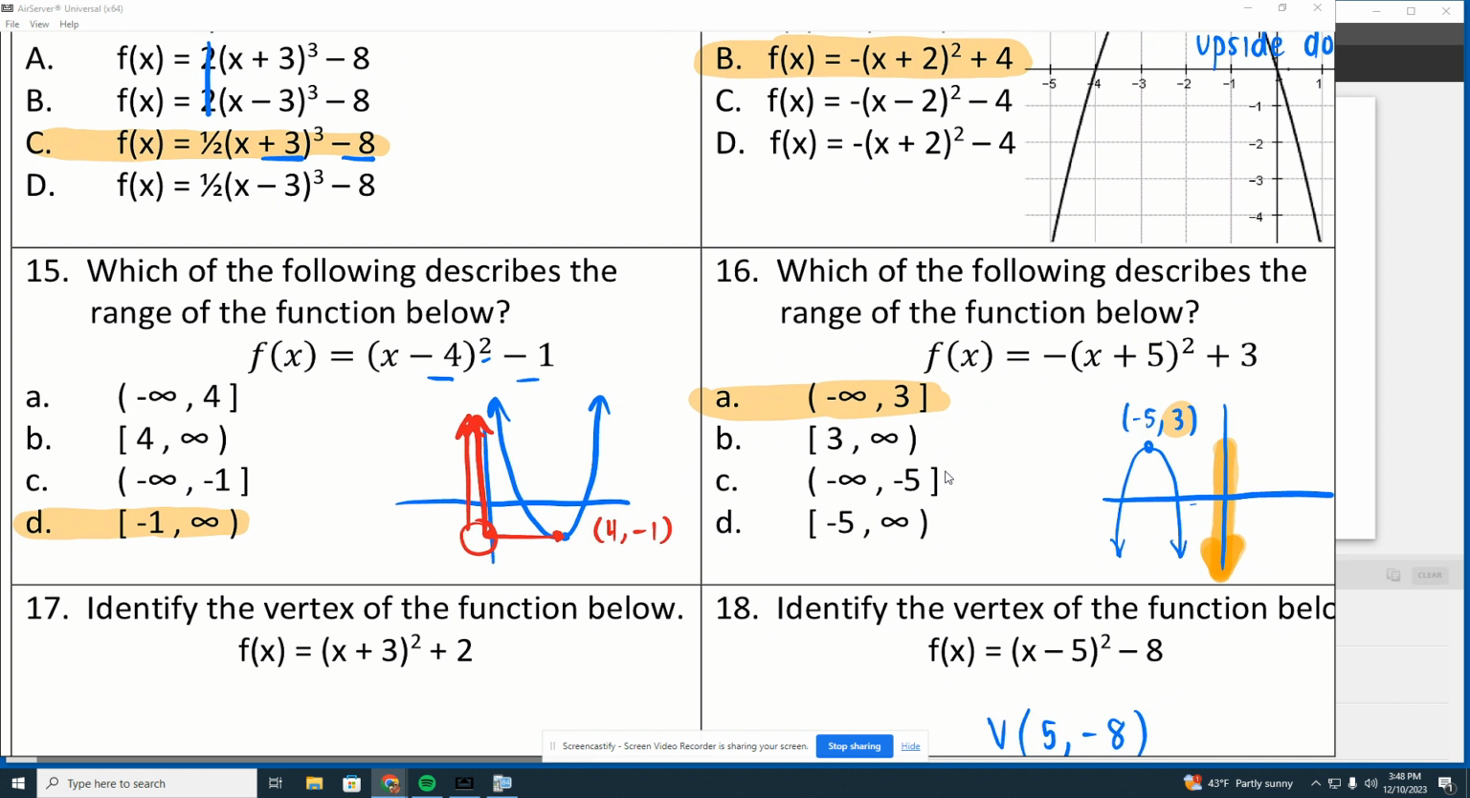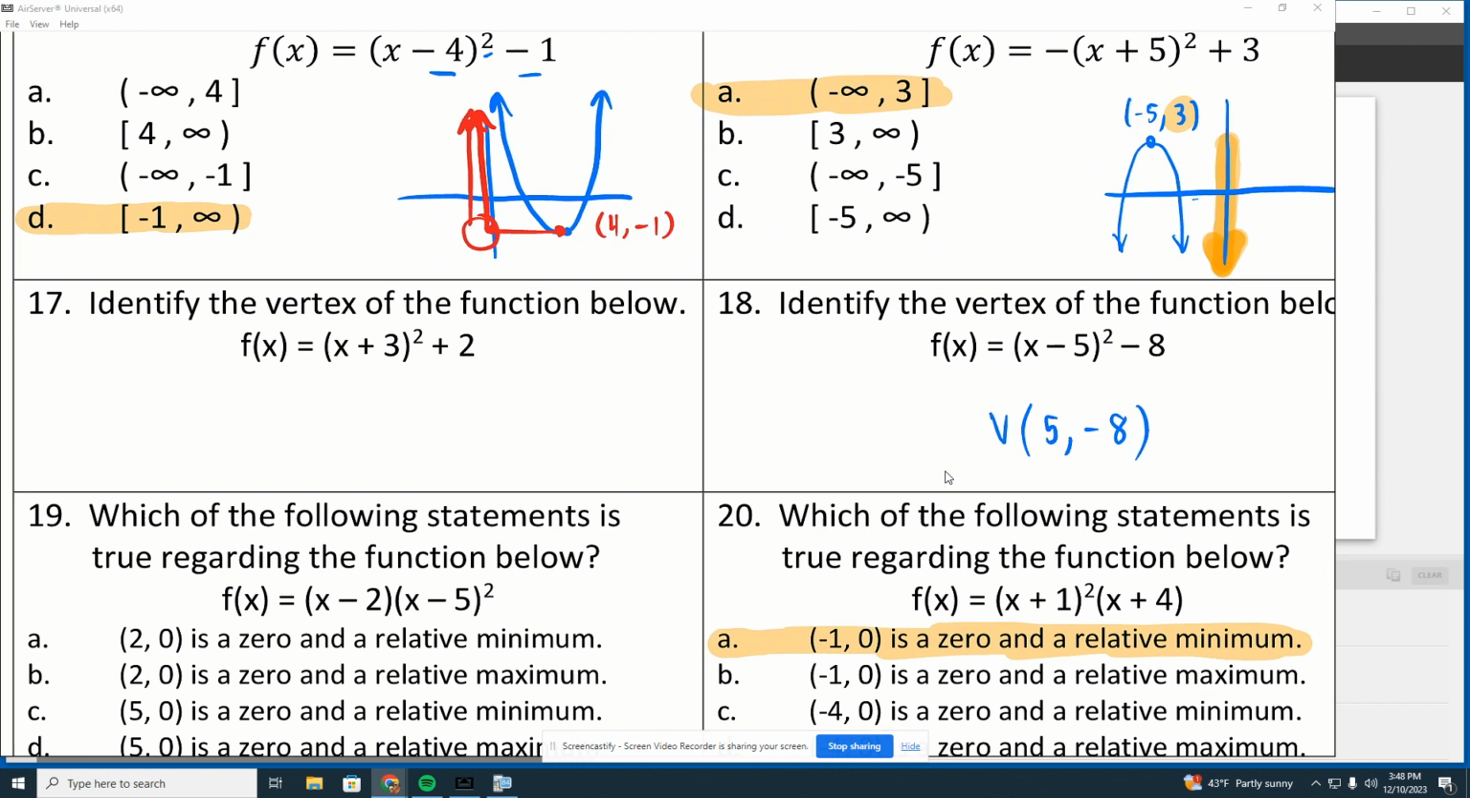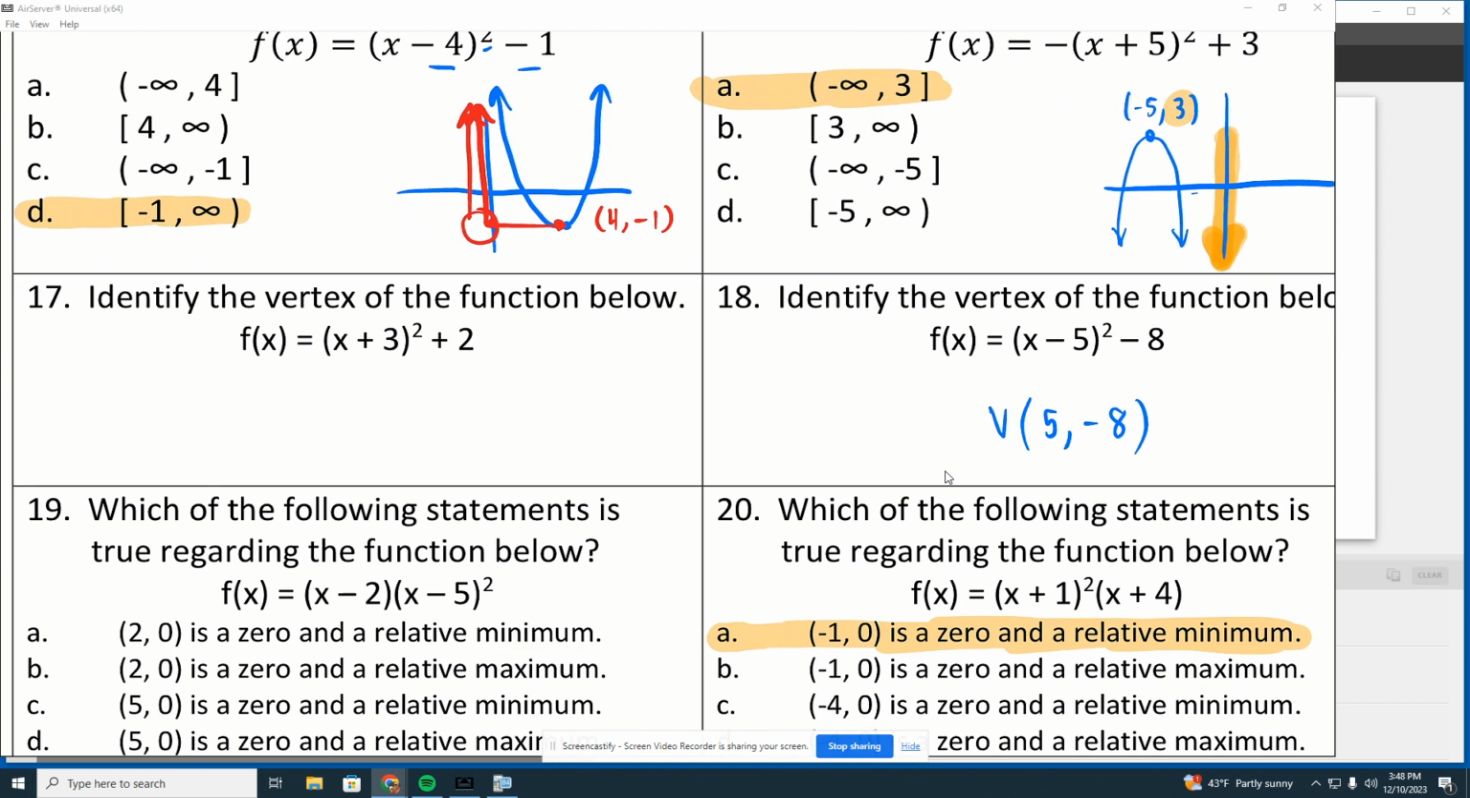Again, pause it if you need to, but I'm going to keep moving. Okay, remember vertex is your H and your K. So my H here is found right there. Remember, it's the opposite. So my vertex is going to be -3. And then our K value is what it is, so +2.